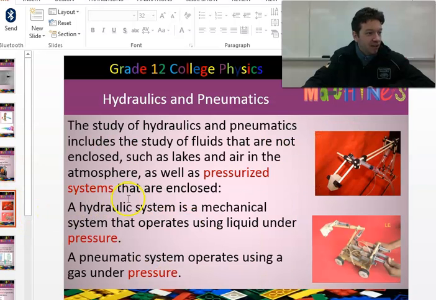Okay, so pressure is one of the things we're therefore going to have to talk about. Everything has a certain amount of pressure being exerted on it, unless you throw it into space. In a hydraulic system, again, we put liquids under pressure, and in a pneumatic system we put gases under pressure, and different things will result.